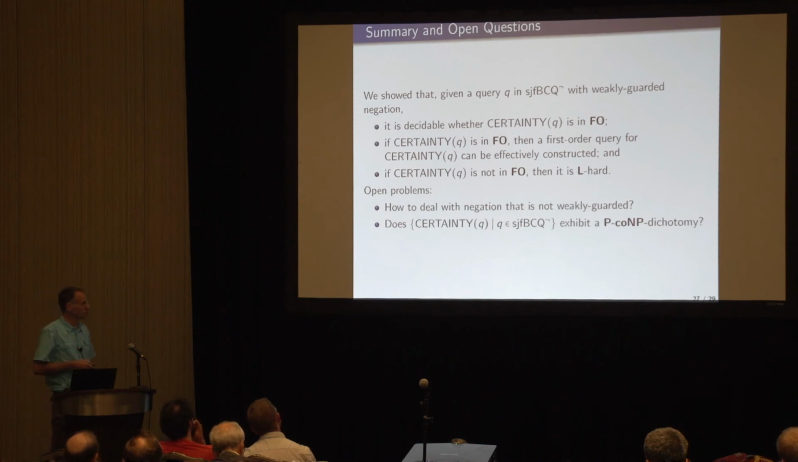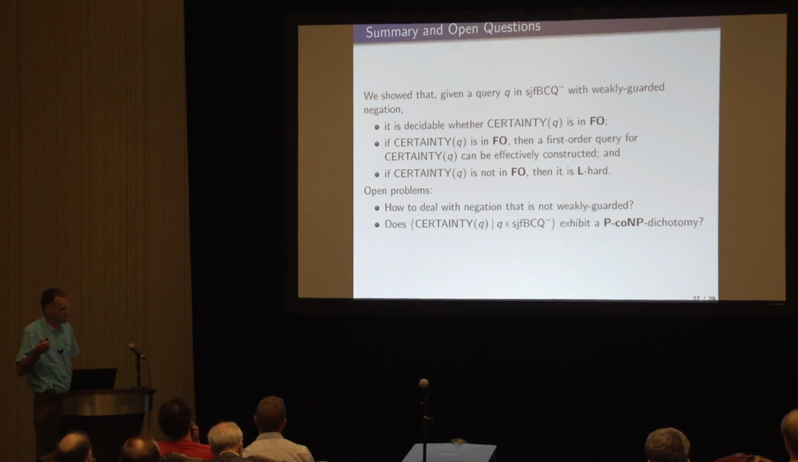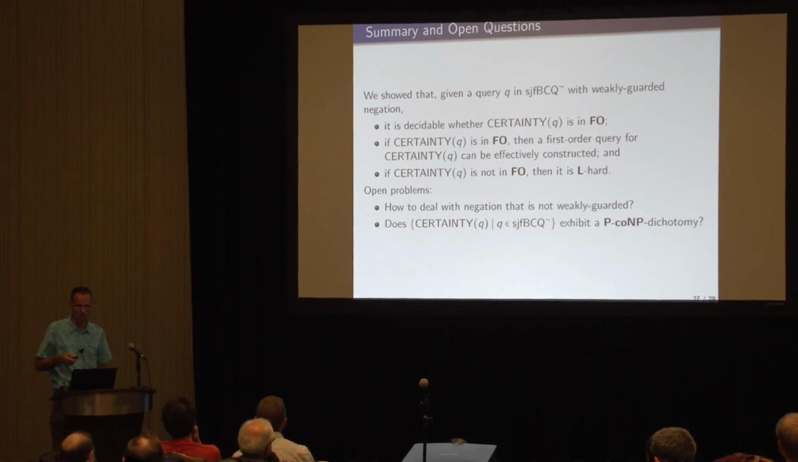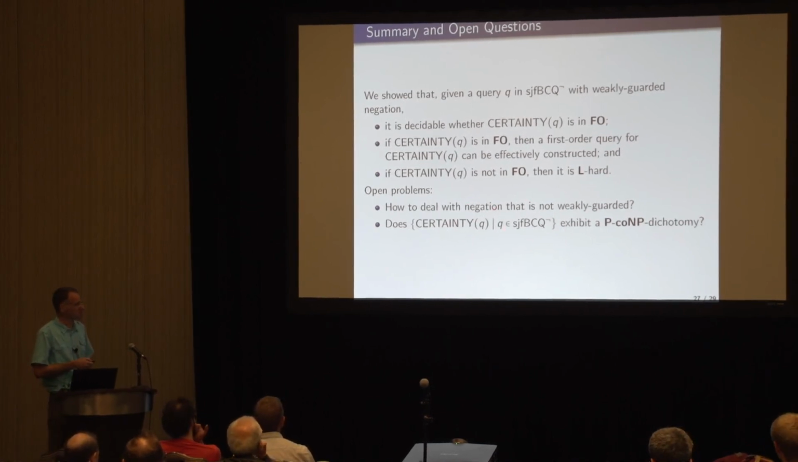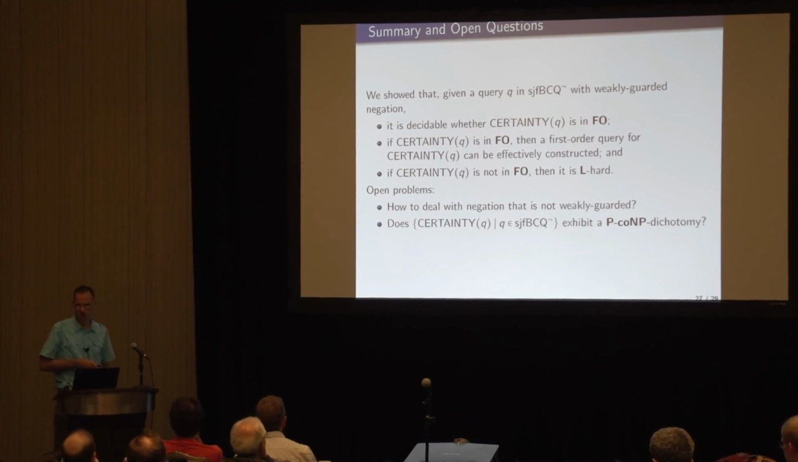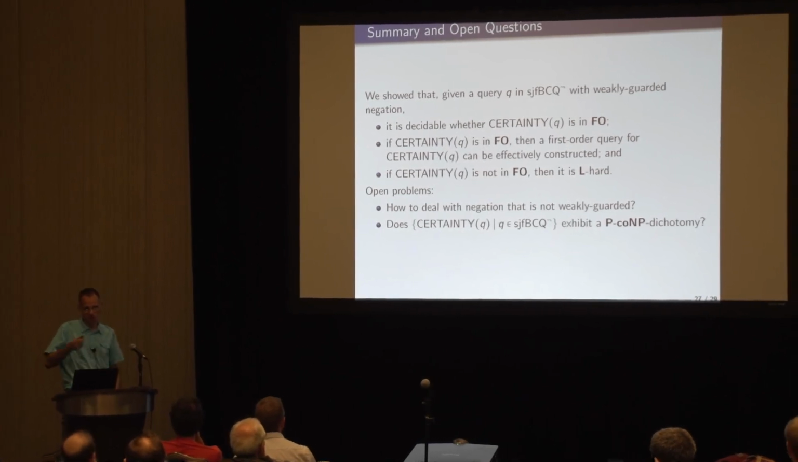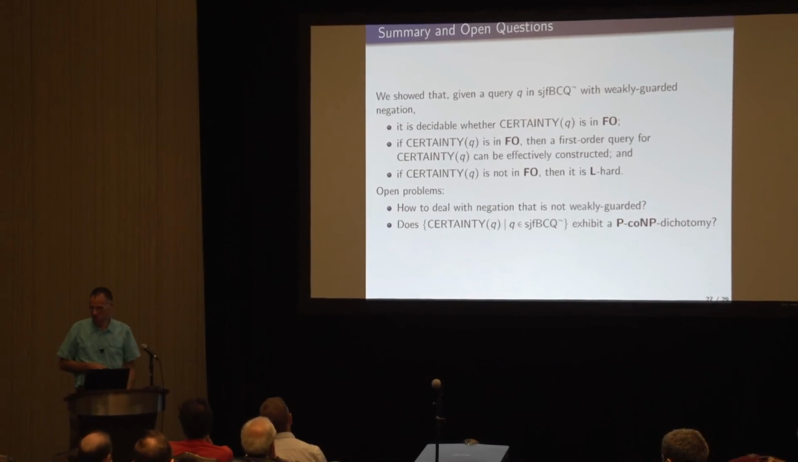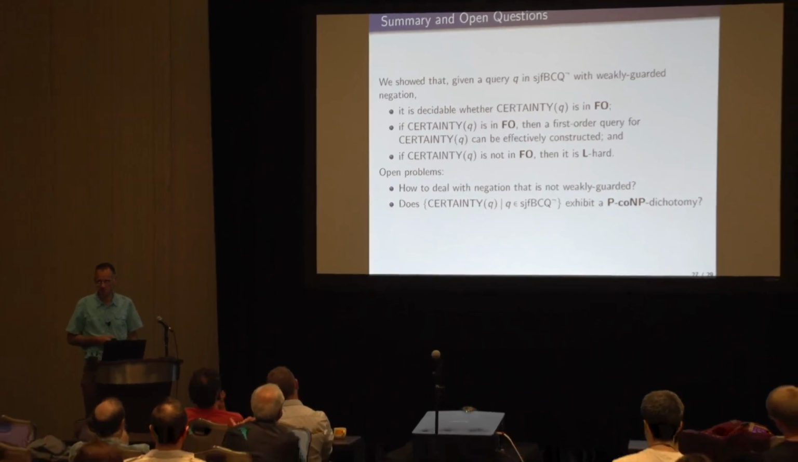So open problems are, of course, how do we deal with negation that is not weakly guarded? And maybe even more ambitious is to show that for this set, you also have a P-coNP dichotomy, no matter whether it's weakly guarded or not weakly guarded. Okay, this concludes my paper, my presentation.